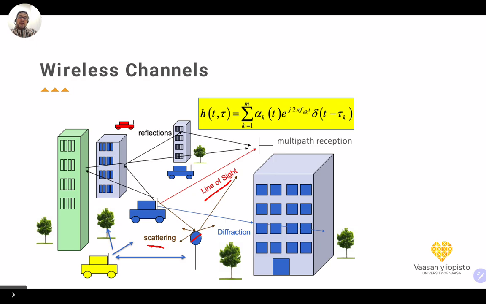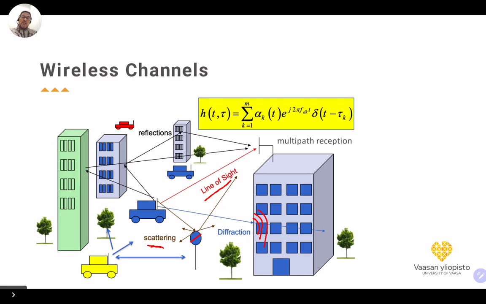Scattering occurs when the signal hits small edges, where the dimension is comparable with the wavelength of the wave. This causes the signal to be scattered everywhere. And also reflections and diffraction. Diffraction occurs when the signal arrives at the edge of a big building, or in general any obstacle, or a mountain, and then the signal will bend, and because it looks like we have a new wave source here, it will be propagated in that way.